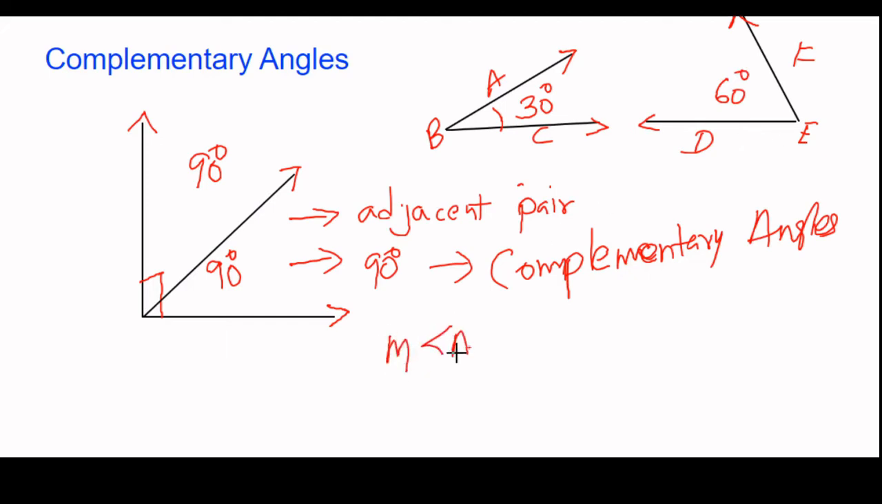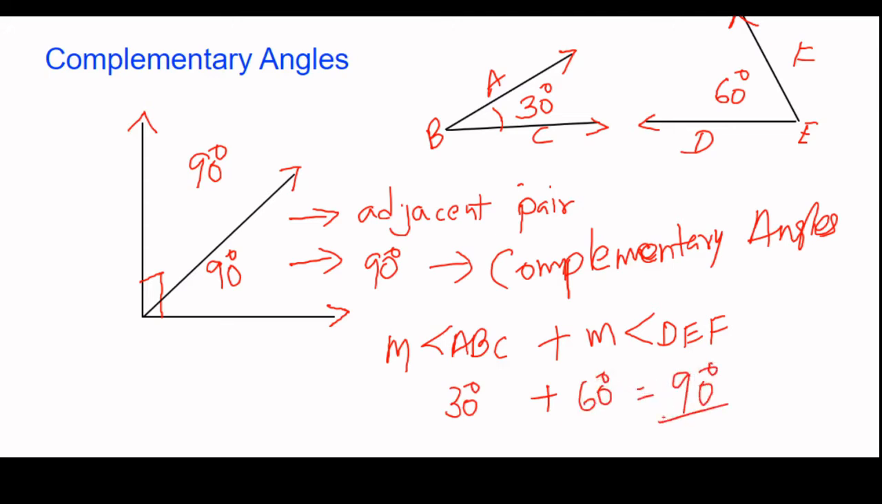Now we know that the sum of the measure of ABC and DEF, if we total, it's a very simple calculation. We know that it will be equal to 90 degrees. So in such a situation we will say angle ABC and angle DEF are complementary angles, because a pair of angles where the sum is equal to a right angle or 90 degrees. So this is also a set of complementary angles.